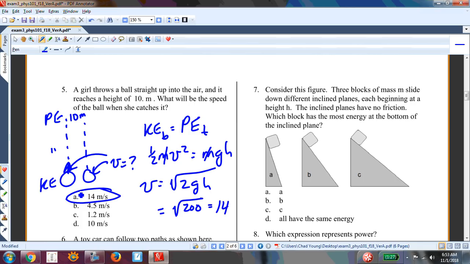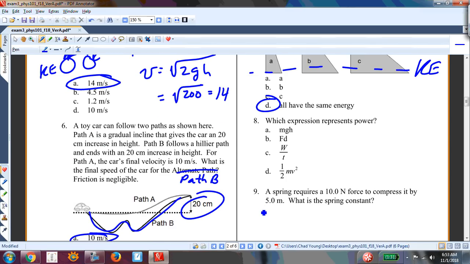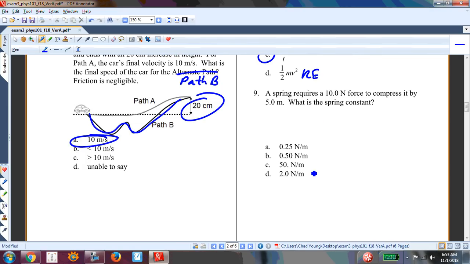So this figure, 3 blocks of mass m slide down different inclined planes. There's no friction. Which has the most energy? Well, at the top, they all have the same potential energy. So at the bottom, they're all going to have the same kinetic energy. So D is the right answer. Which of these represent power? That would be C. This is potential energy. This is work. This is kinetic energy. So they all just have the wrong units, first of all, because power is an energy or work divided by time.